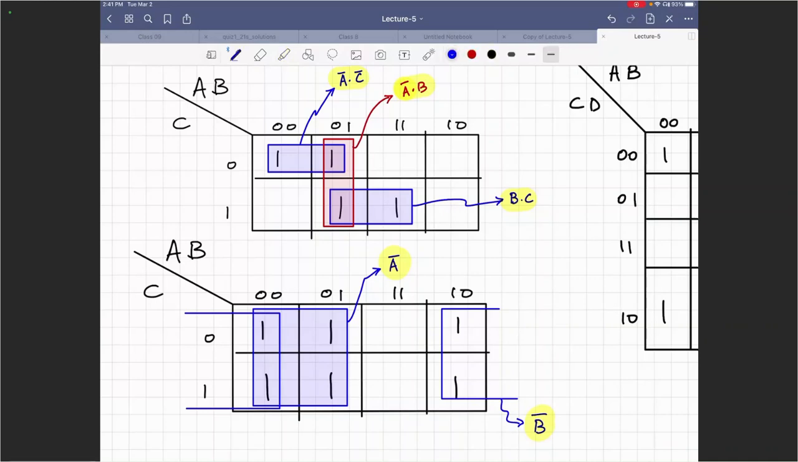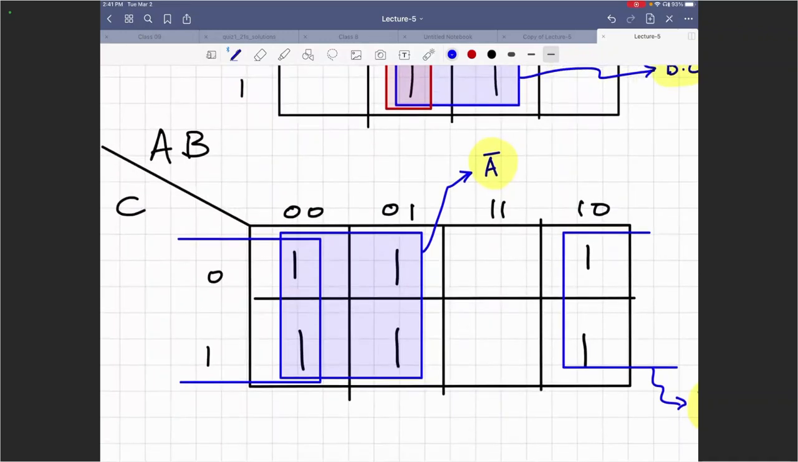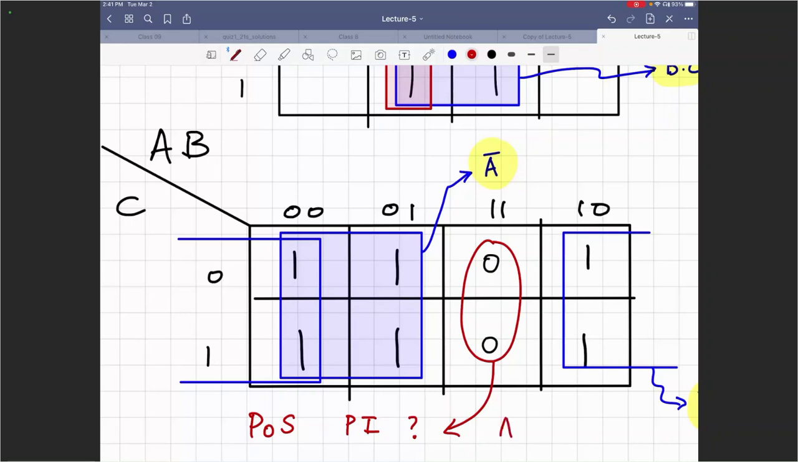Just for the sake of completeness, let's ask a related question here. If you were to identify a product of sum prime implicant for the same function, how many product of sum prime implicants would you have for this same example? POS PI, how many of them? Just one, right? Because zeros would go over here and you would combine those two. And what would you call it? Well, A is a one, B is a one. A complement or B complement, right? So that would be your product of sum prime implicant.